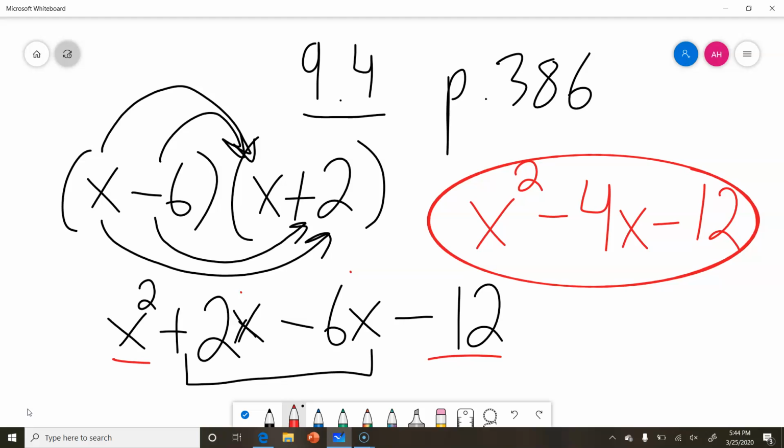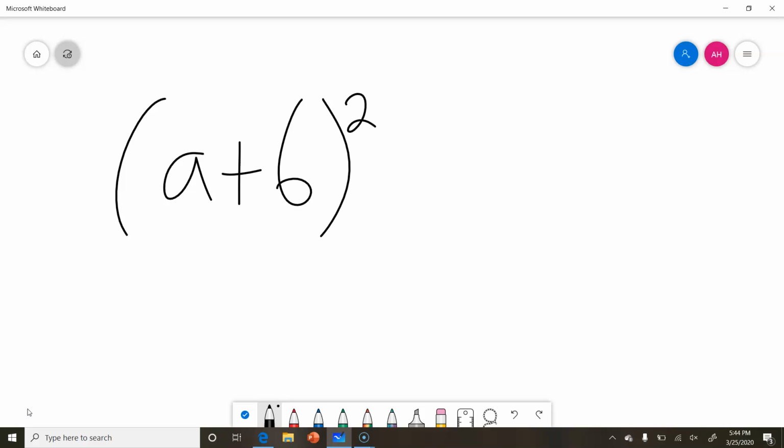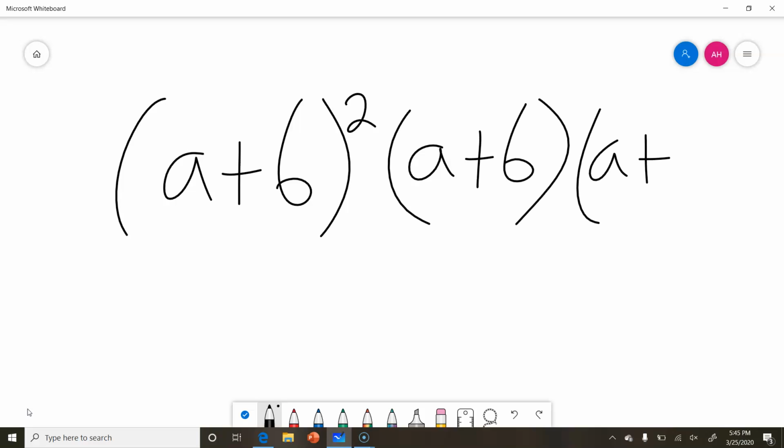So that's a little bit of a review. I'm going to do another one just so you can see a little bit more complicated problem. Another part of the homework, which is not very many problems, same page, 386, is going to be like this right here, where we have a plus 6 squared. The first thing to do here is to get this into two binomials. So we have to convert this to a plus 6 times a plus 6.